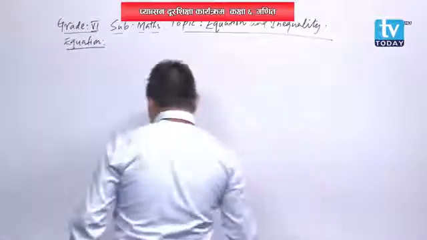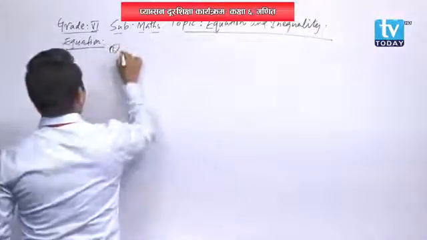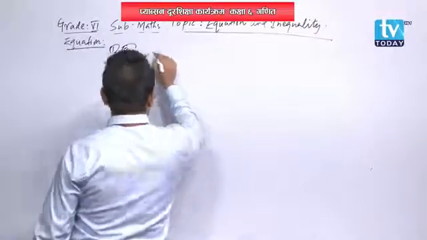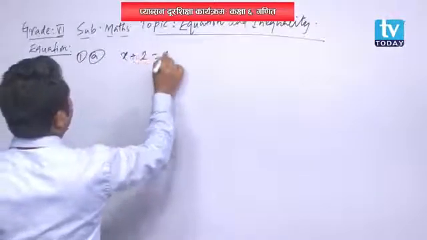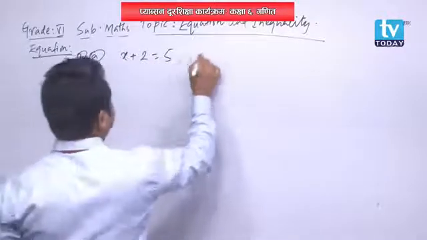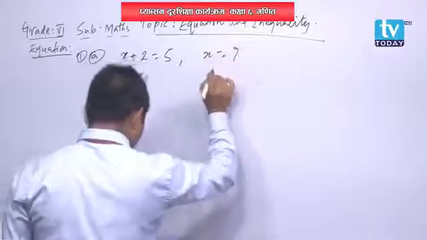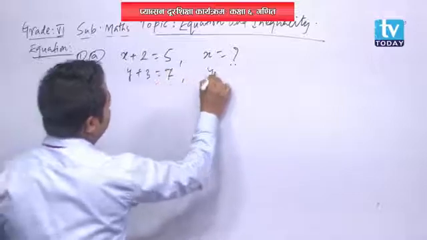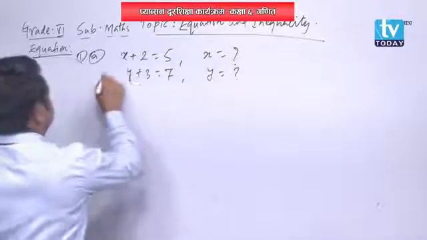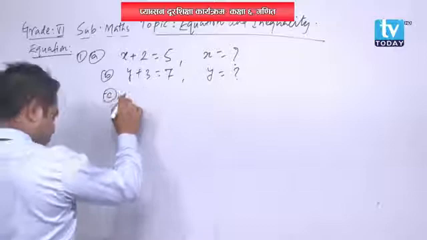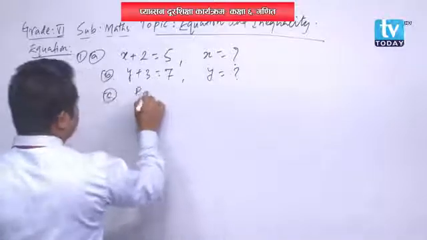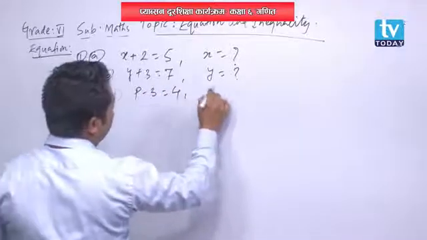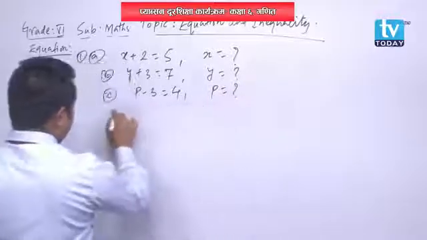So, now please, question number 1. A, x plus 2 equals 5, then what will be the value of x? B, y plus 3 equals 7, then what will be the value of y? C, if p minus 3 equals 4, then what will be the value of p?